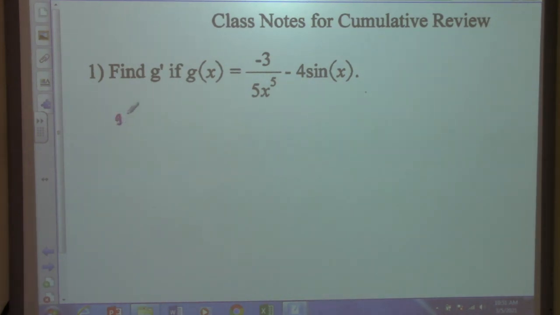Okay, what we have is g of x is equal to negative 3/5 x to the negative 5th minus 4 sine x. And so now we have g prime of x is equal to, I have negative 5 over 5, and negative 5 over 5 is negative 1, so I'm going to have 3x, and then we subtract 1, right, to the negative 6th, and what's going to be our derivative of 4 sine x? Negative 4 cosine x.